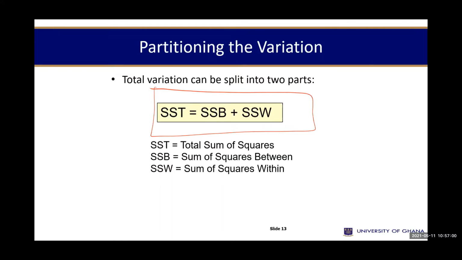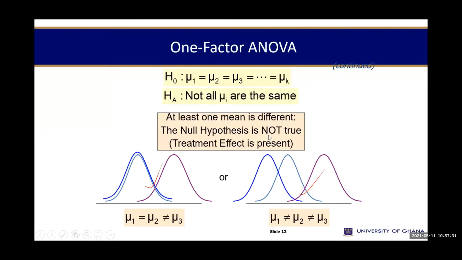So with the null and the alternative hypothesis just displayed, in some books you will see that after they have written the null hypothesis, the alternative hypothesis is written as mu i is not equal to mu j. I hope you know what I'm talking about.